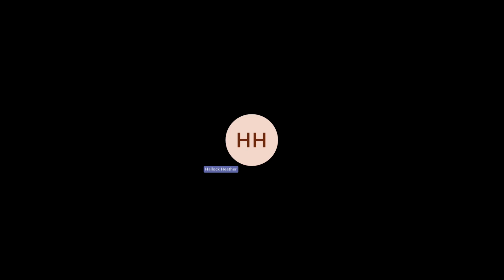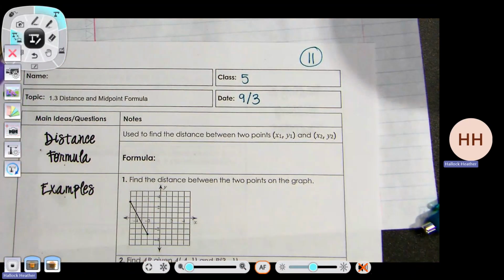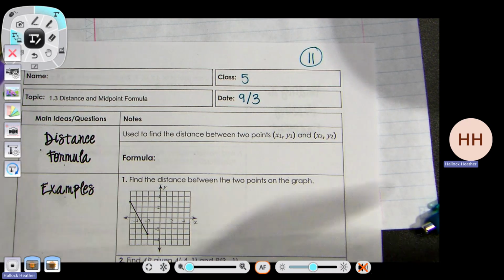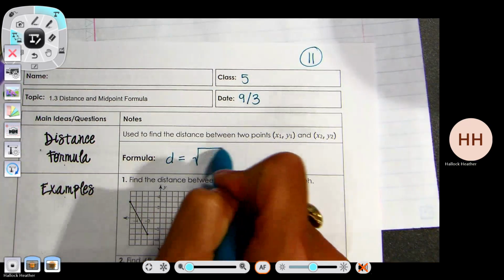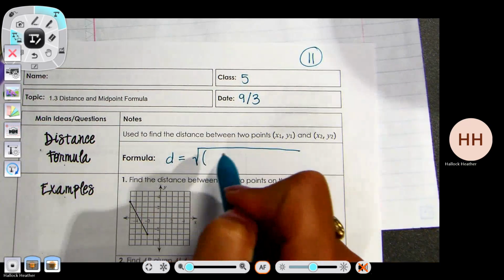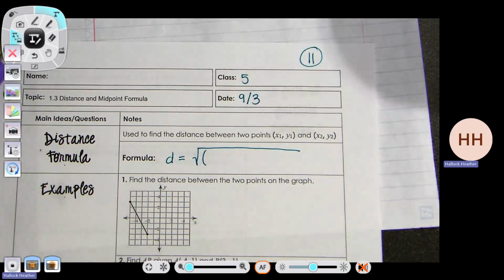We're going to copy the formula right here. So take a second, we're going to copy that. It's a square root, and then you have parentheses. And on your blue sheet, once again, you do not need to remember this formula.